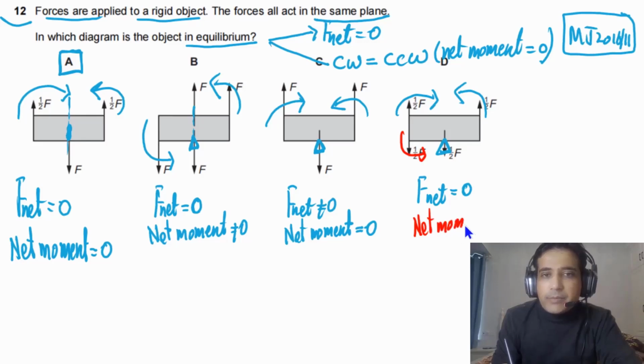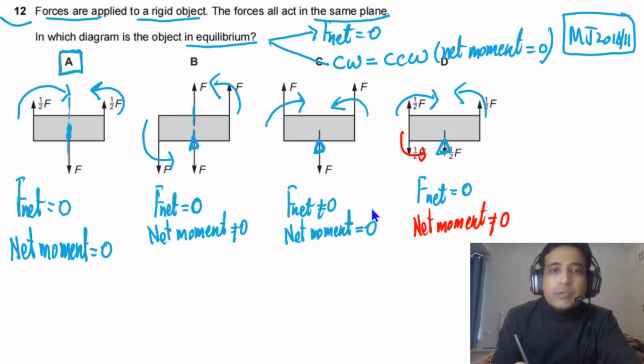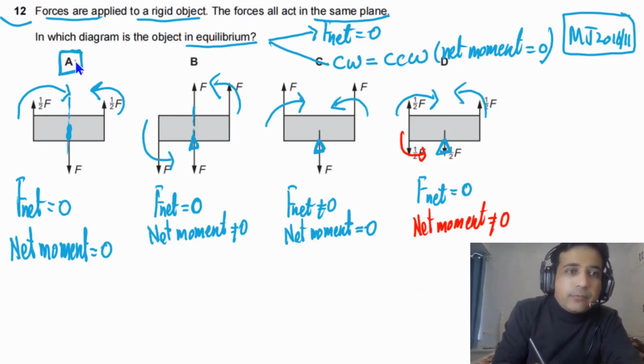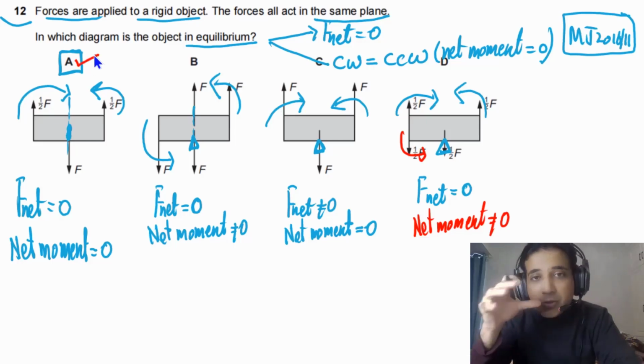So this is not equal to 0. So that's reason B, C, and D, they are not possible answers. So the answer for this question is A. And this is a typical type of question. You need to understand how to handle this type of problems.